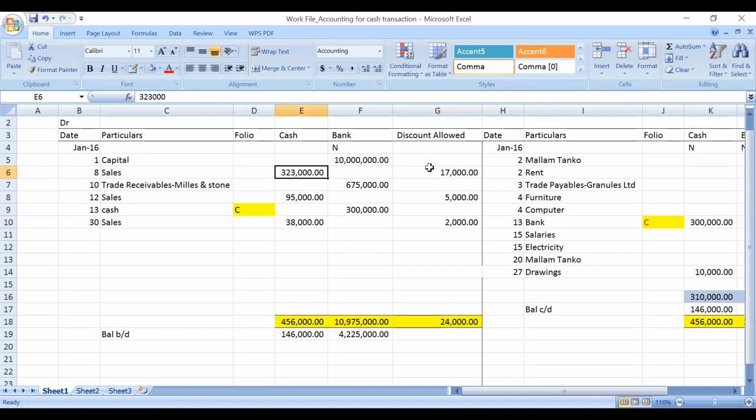This kind is going to have its own ledger. So the actual amount, not the actual price, will be the net. The sales is 340, but if you remove the discount, what you are going to record in your sales will be the net, which is what? 340 minus 17,000. That will give you 323,000.